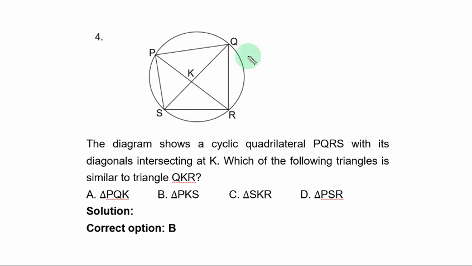Question 4. The diagram shows a cyclic quadrilateral PQRS with its diagonals intersecting at K. Which of the following triangles is similar to triangle QKR? This is Q, you have K, and you have R. The one similar to it is P, you have K, and you have S. That is option B.